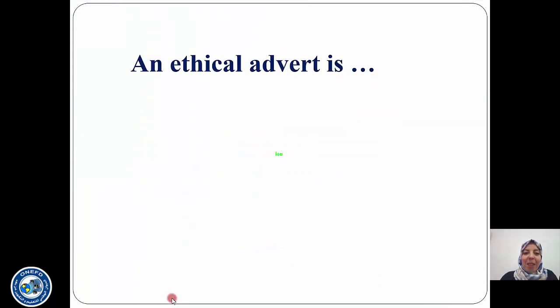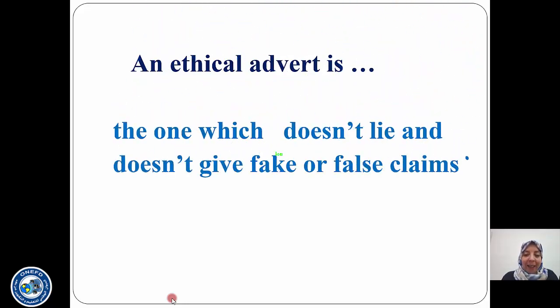So, what is this ethical advert? According to the video, of course, you can use your own words. You're not obliged to use the words used in the video. It is the one which doesn't lie, which says the truth, and one that doesn't give fake or false claims, something that does not give negative claims also. So it shouldn't incite people to do negative things. And at the same time, which is more important, it is to say the truth.